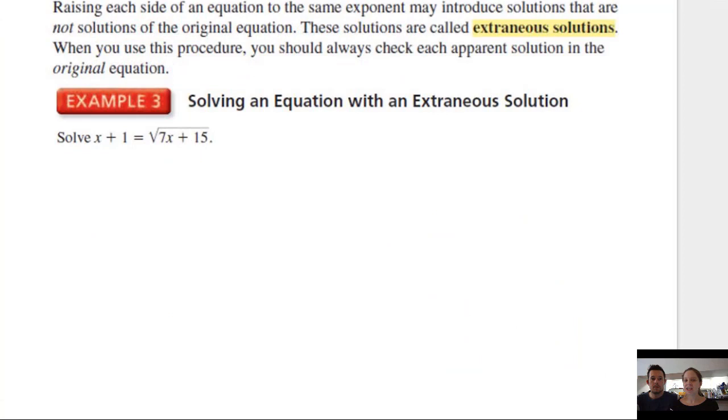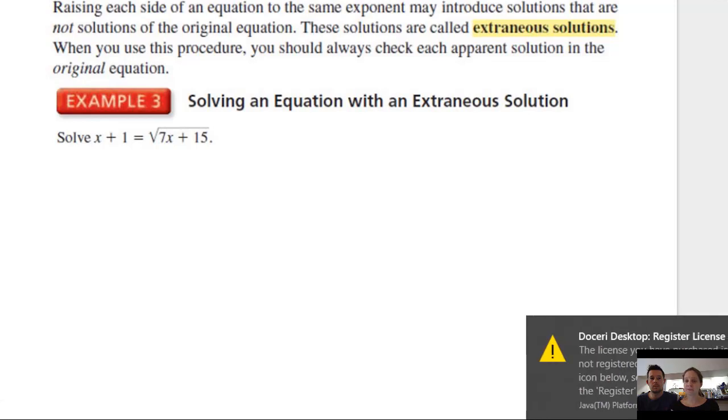Okay, raising each side of an equation to the same exponent may introduce solutions that are not solutions of the original equations. These solutions are called extraneous solutions. When you use this procedure, you should always check each apparent solution in the original equation. And we're going to see an example of this in 3.